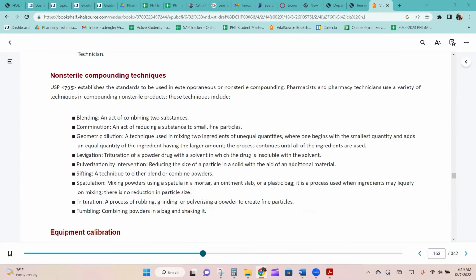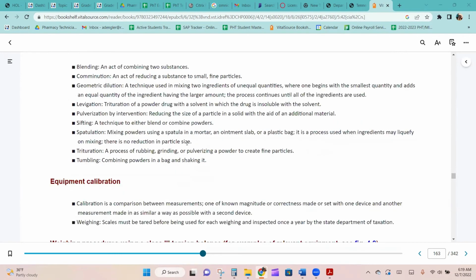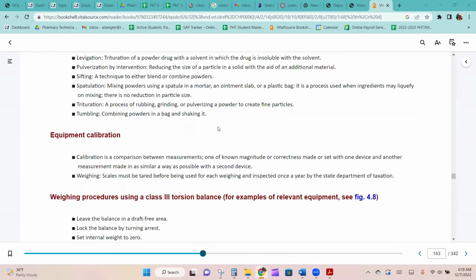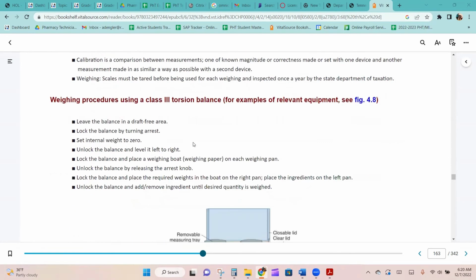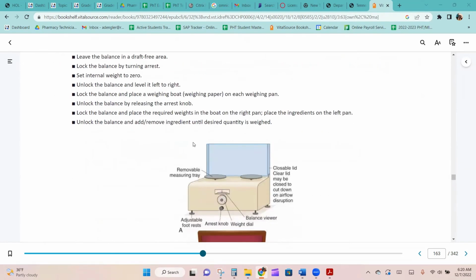So non-sterile compounding techniques: blending, levigation, sifting, tumbling, among others. Equipment calibration: comparison between measurements, one of known magnitude or correctness made or set with one device and another measurement made in a similar way as possible with the second device. Weighing procedures using a class 3 torsion balance.